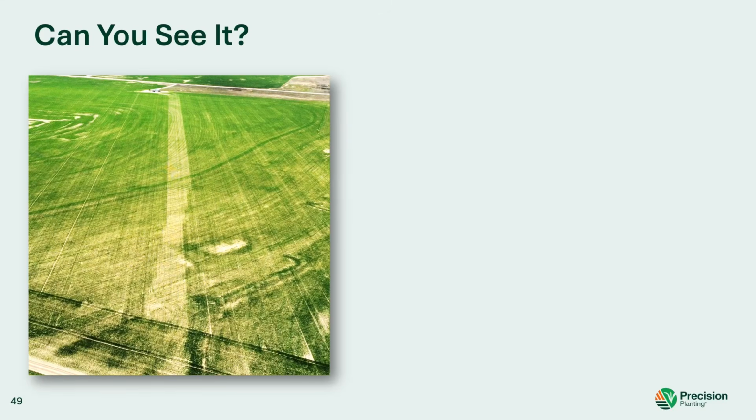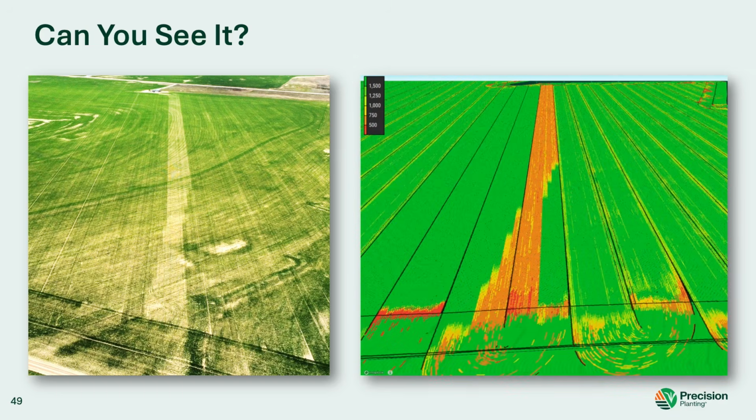So I asked the question again of, can you see it? Well, if I add clarity to the system, now I can see it. As I was in the field making that pass, I knew there was something wrong. I knew that I had run out of seed, and I could solve that issue at the time that it happened.